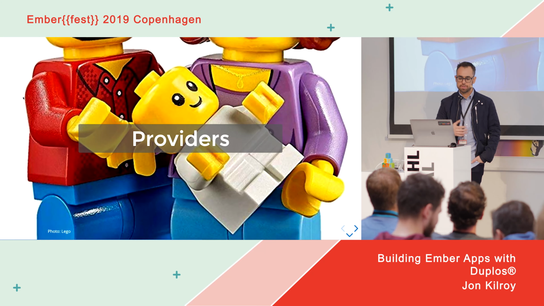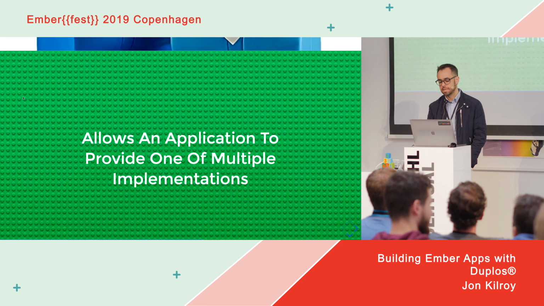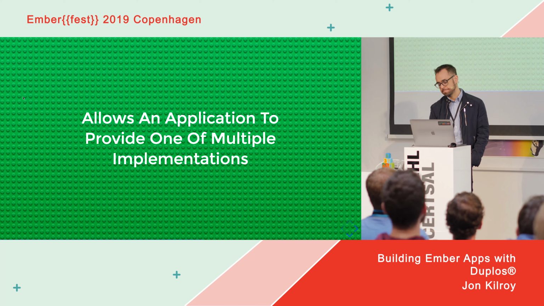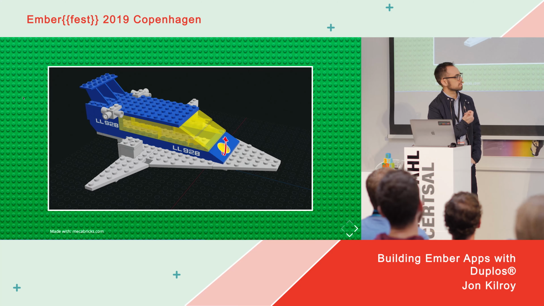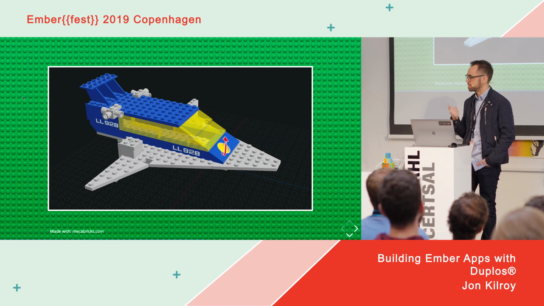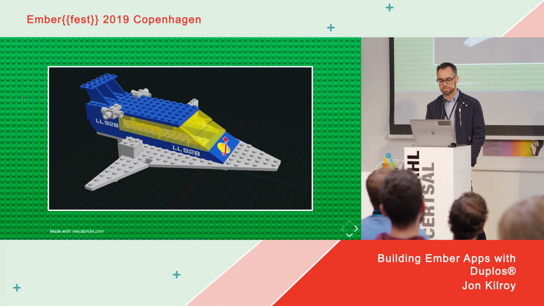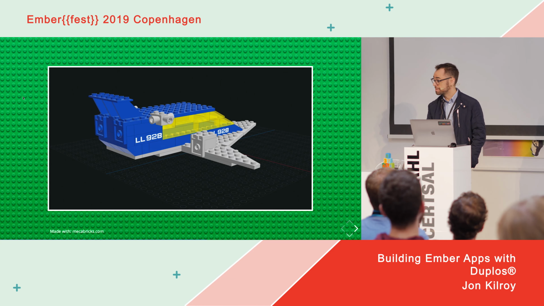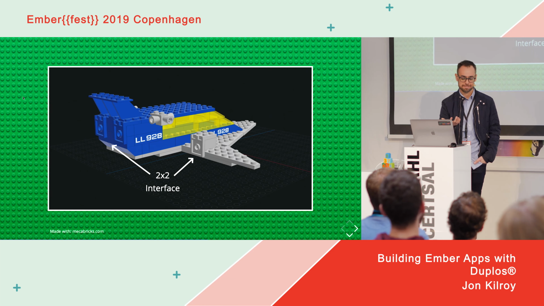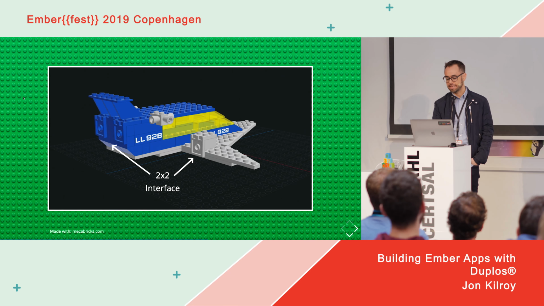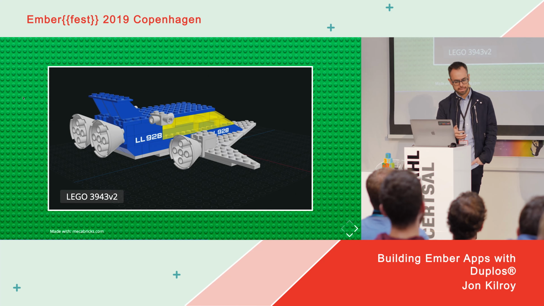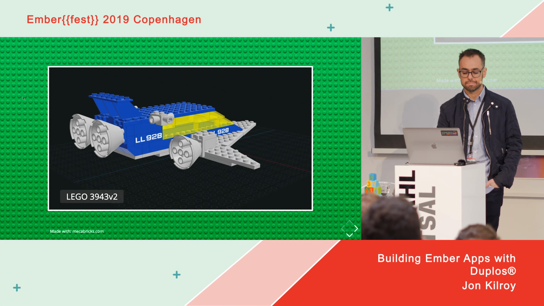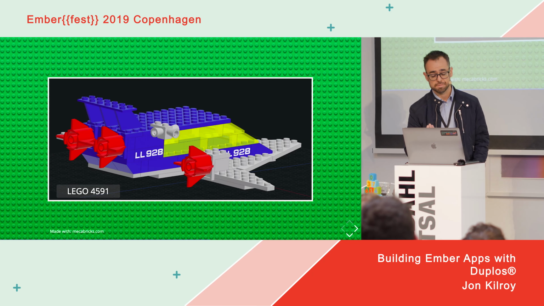So the next pattern is called providers. This allows an application to provide one of multiple implementations. So let's say I have this rocket ship, and I pull it off the shelf. It's pretty much complete, but it's missing something, right? It doesn't have any rockets. But it does have an interface. It has this 2x2 mounting interface. And so as a rocket developer, we can decide, hey, we want to use the Lego 3943 V2. So we can choose that one, or we might want the 4591. It's our choice. We're the rocket developer.